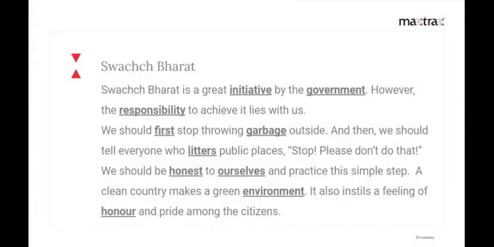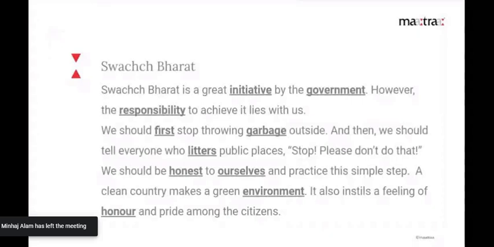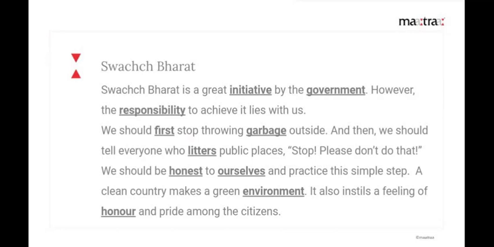Swachh Bharat is a great initiative by the government. However, the responsibility to achieve it lies with us. We should first stop throwing garbage outside, and then we should tell everyone who litters public places, stop, please don't do that. We should be honest to ourselves and practice this simple step. A clean country makes a green environment. It also instills a feeling of honor and pride among the citizens.